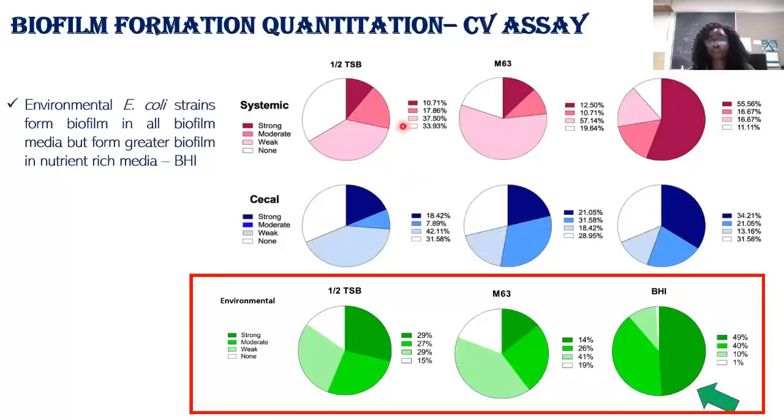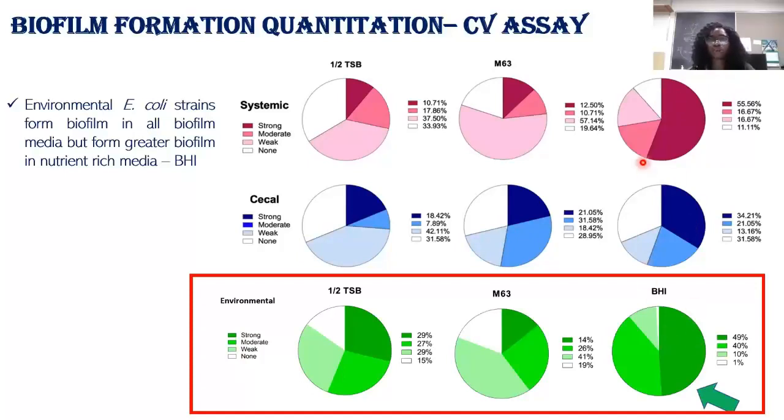And then the first part was actually conducted by her. You could see from here that those strains actually grew more biofilm in nutrient-rich media, which is the BHI. And for the Kikau, it's actually the opposite. And for the systemic E. coli strain, that's from diseased birds, it's similar to this.